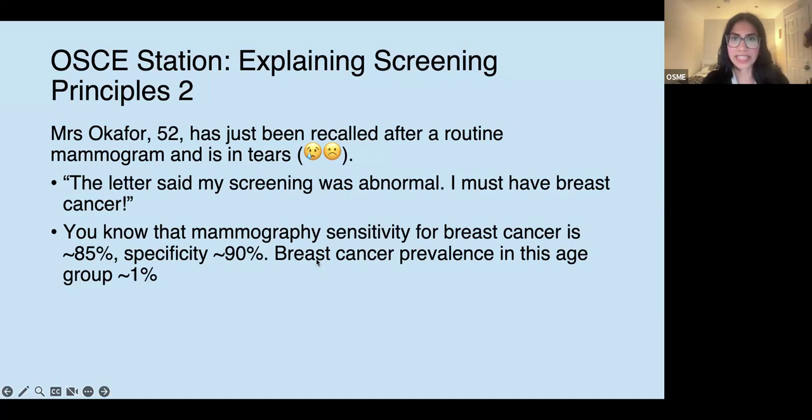It's also a useful case to think about screening itself. Overall screening or population level screening is going to return a lot of false positives, just because the positive predictive value is quite low.